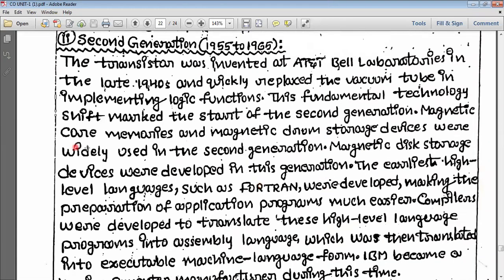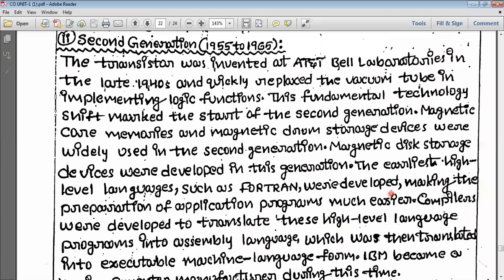Here, magnetic core memories and magnetic drum storage devices were widely used in the second generation. Magnetic disk storage devices were developed in this generation. The earliest high-level languages such as Fortran were developed, making the preparation of application programs much easier. That means in this second generation, Fortran was developed.